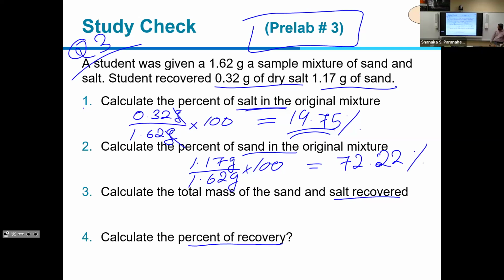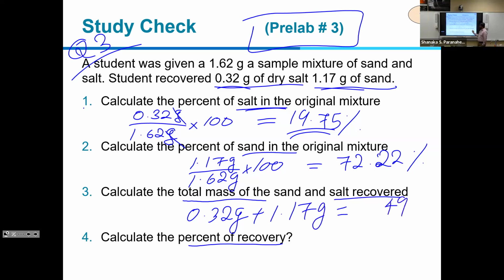So next one is calculate the total mass of the sand and salt recovered. What is the answer? Total sand and salt recovered. So that's not a percentage. That's why I put this question. This is a mass, a total mass. So you're going to add the two masses, 0.32 grams plus 1.17 grams. So this adds up to 1.49 grams. It's a mass, so the unit is grams.